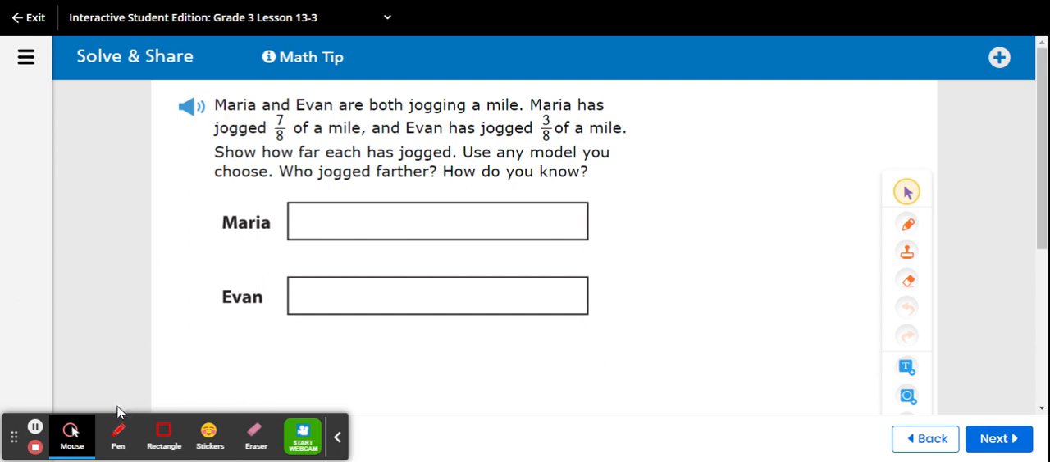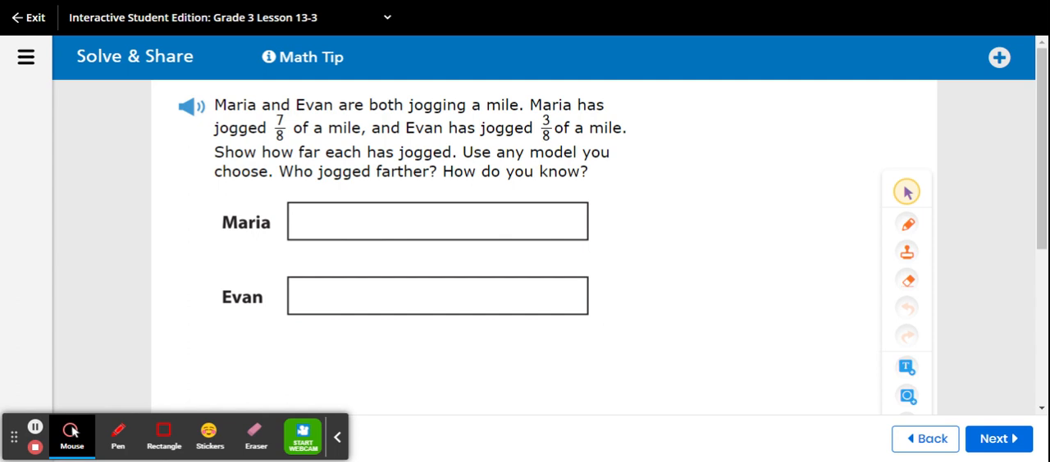So here on our first example, it says Maria and Evan are both jogging a mile. Maria has jogged 7/8 of a mile and Evan has jogged 3/8 of a mile. Show how far each has jogged, and it says to use any model you choose. Who jogged farther, and how do we know this?